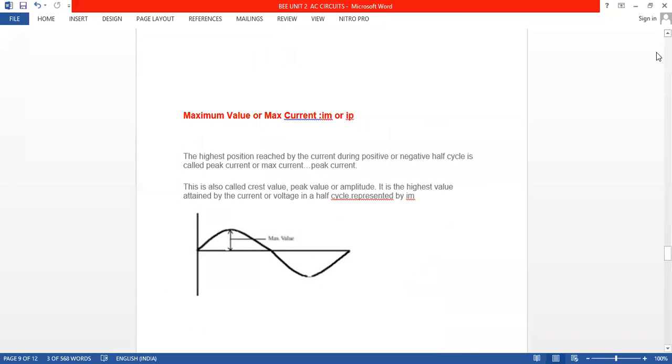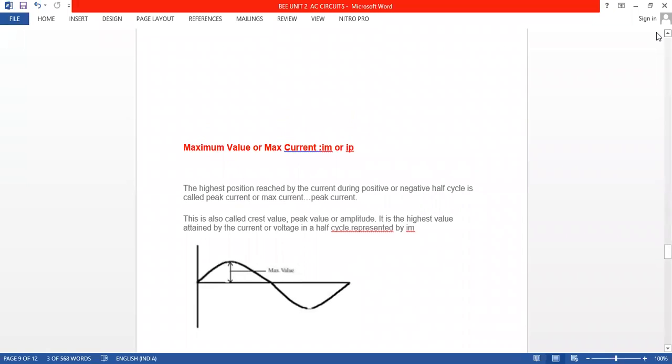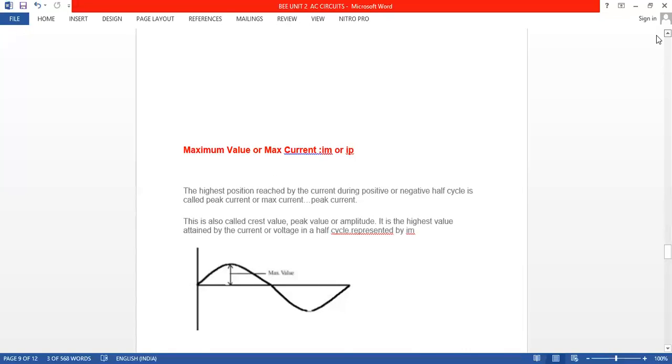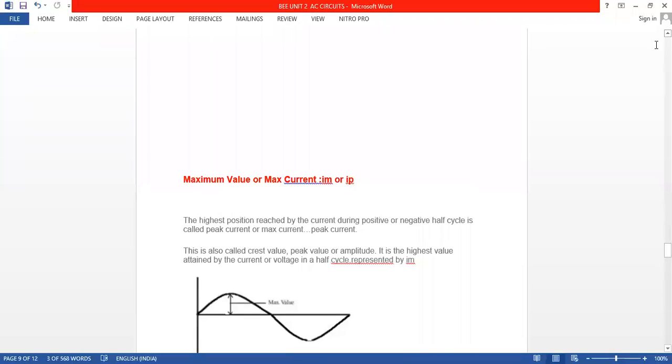For today's class, I'll be releasing the material by this evening, this document. I'll keep it in this group only, so that it is visible to all EEE and EC also. Now, any question, you ask, any student.